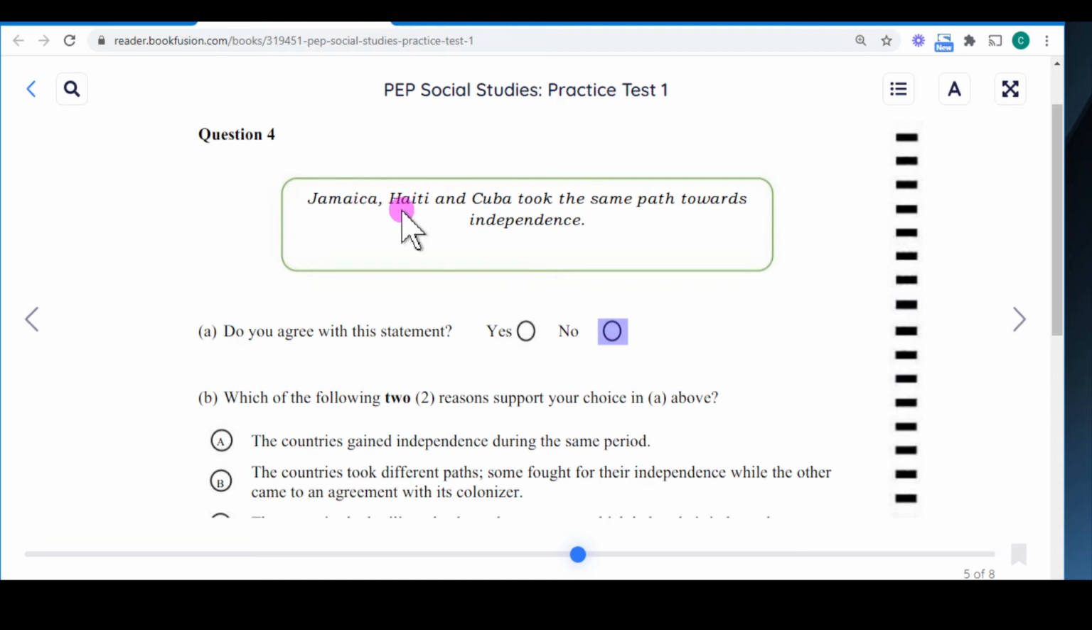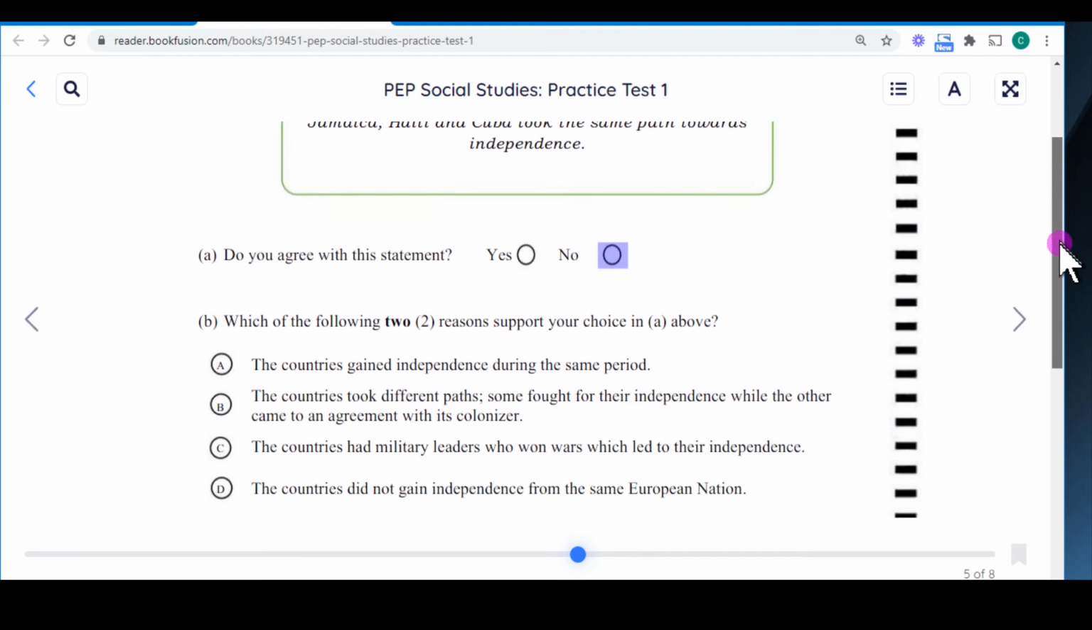Okay. So Haiti, the people had a fight with their colonizers. In Cuba, they had a fight with their colonizers. Jamaica sat and discussed the terms of independence. All right, so we don't agree with that one. So this is no. All right, let's go down to the next side here.